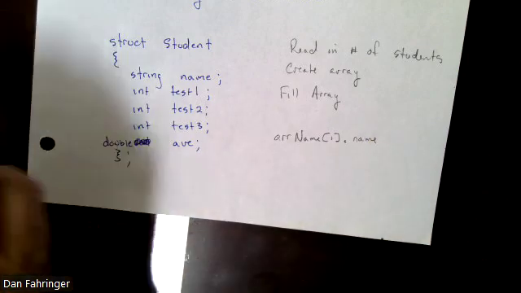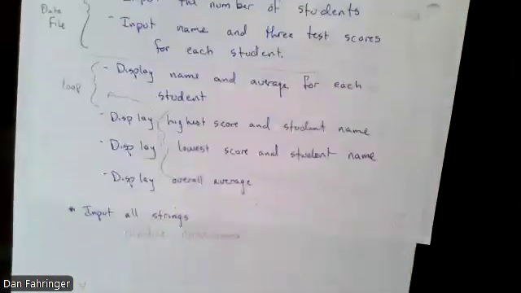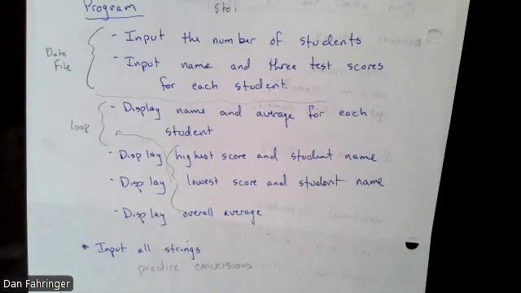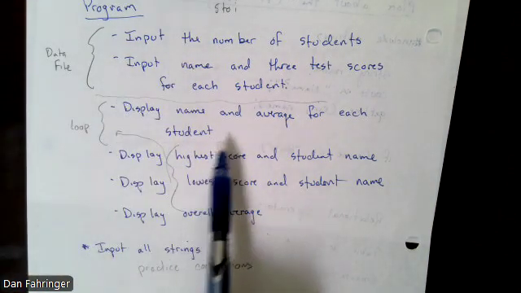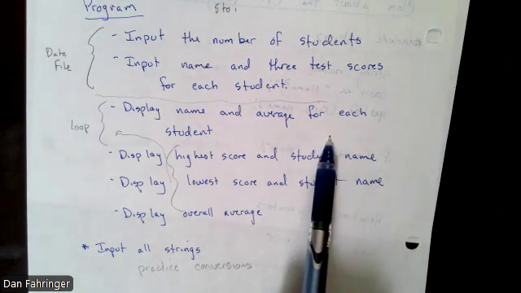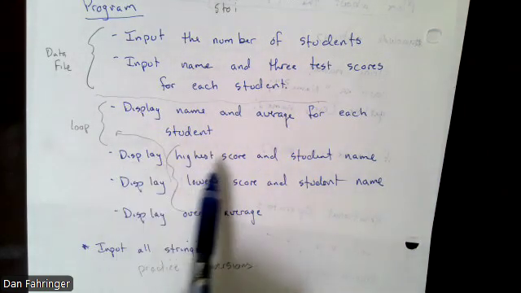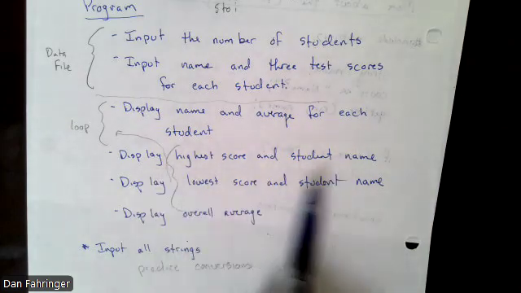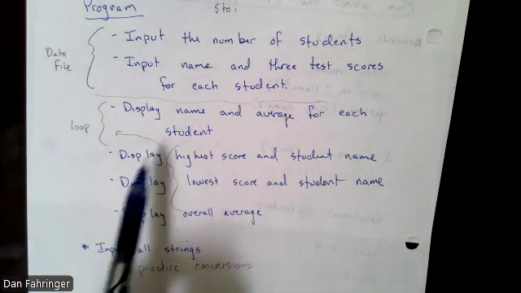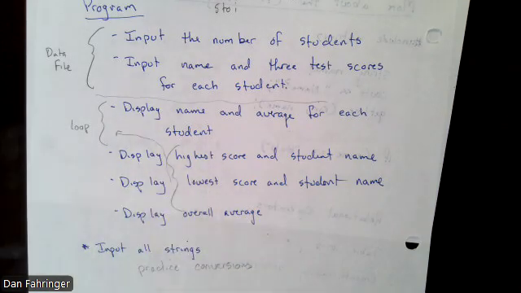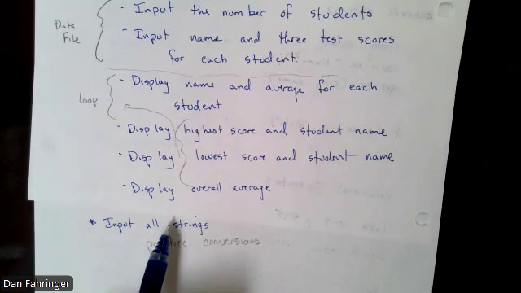Okay? So, data file. First number is how big the array is going to be. You're going to read everything in and store it in that array. So you have an array of structures. Then you're going to go through and display the name and average for each student. After that, you're going to display the highest and the student name, lowest and student name. So you just have some accumulators that you're going to work with here. Read everything in as strings. Questions?